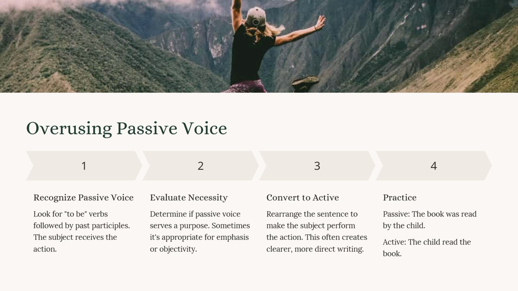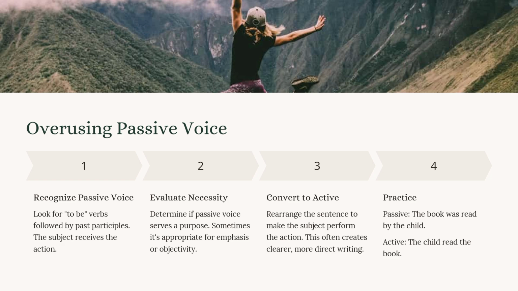The second tip is reserve passive voice for specific purposes. The passive voice can be useful in certain contexts, such as scientific writing or where the doer of the action is unknown or unimportant. So, for example, "the experiment was conducted in a controlled environment." Here, the focus is on the experiment itself, not who conducted the experiment.